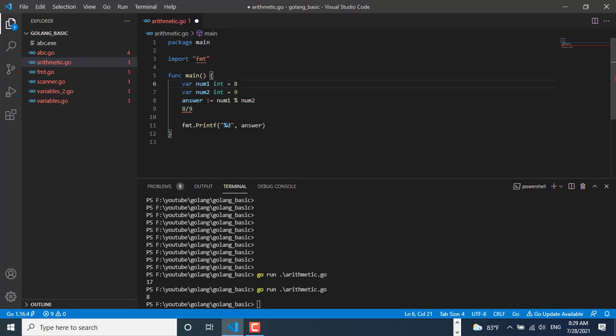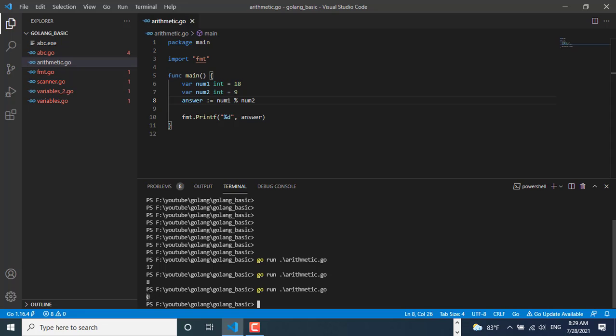Here I can add 18 divided by 9. Then what is the remainder? We will see. That is 0. If we add 19 divided by 9, then what is the remainder? 1. Just like that. Here, this is int, this is int, this answer is int.